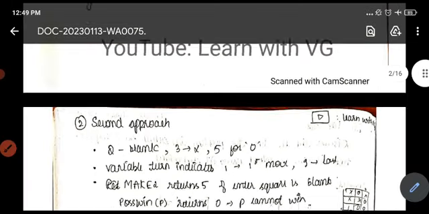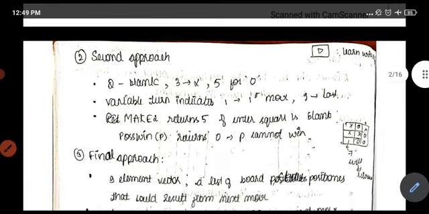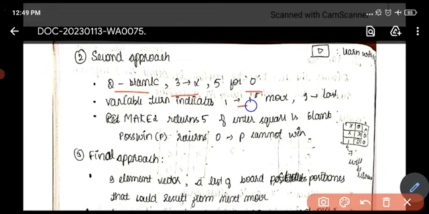In the position win function, what it returns is the position where there is a high chance of winning. It will return 0 if P cannot win. So if it returns 7, then if we move to position 7, there is a high chance of winning. That is what is explained in the second approach.